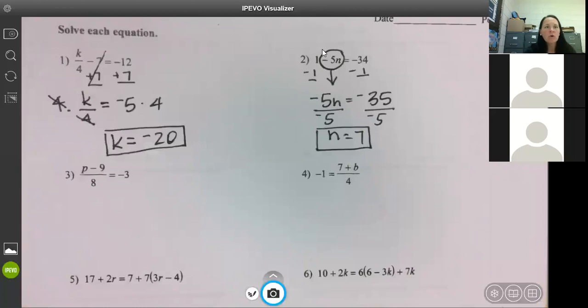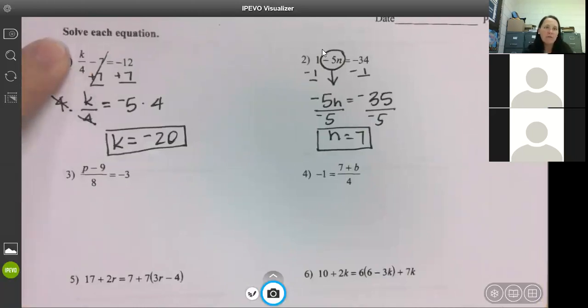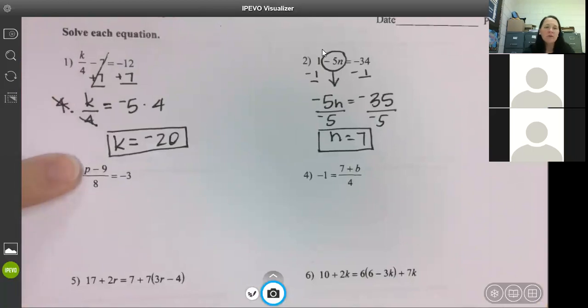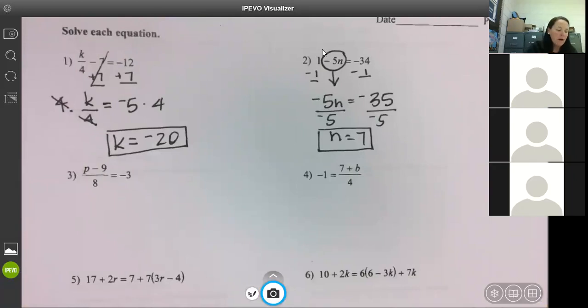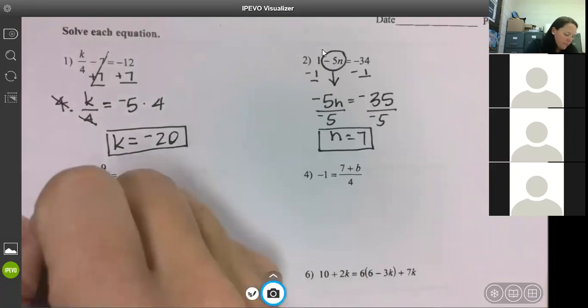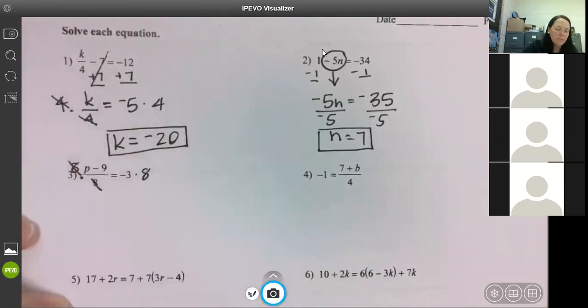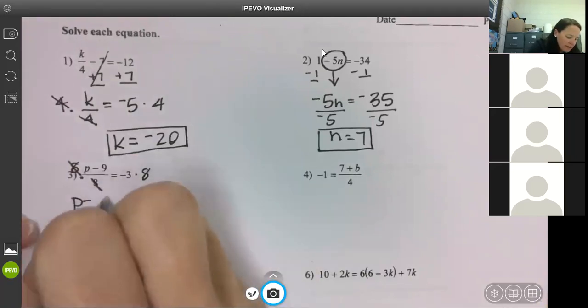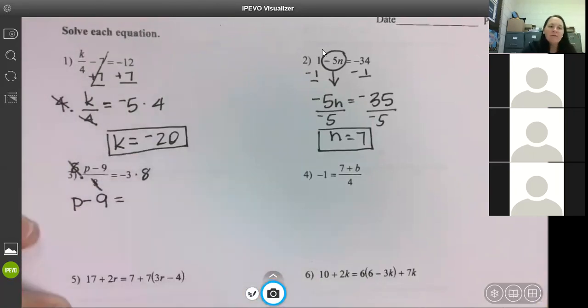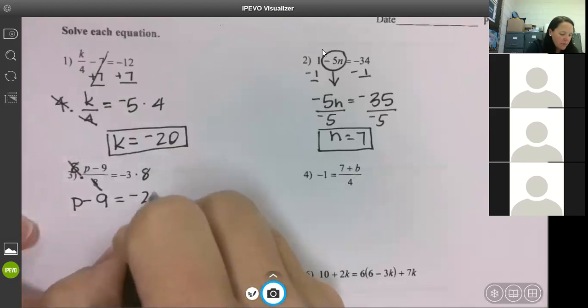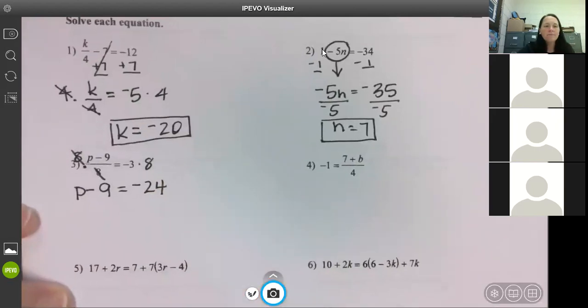All right, so 1 and 3 almost look alike. The difference in number 1 and number 3 is that the 7 is not with the K on this one, so that's why we get rid of it first. But on this one, the 9 is up there with the P. So what do we need to get rid of first? The 8. Yep, and how do we get rid of a divide 8? Multiply. So we're going to multiply by 8, both sides, so those will cancel out. Bring down that whole P minus 9, and then -3 times 8 is -24.